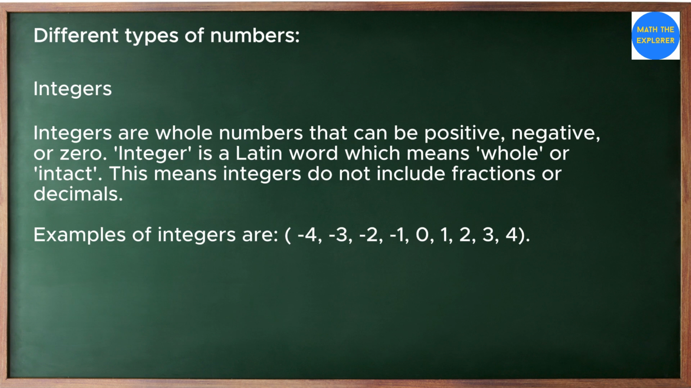Next in our list is integers. Integers are whole numbers that can be positive, negative, or 0. Integer is a Latin word which means whole or intact. This means integers do not include fractions or decimals. Examples of integers are -4, -3, -2, -1, 0, 1, 2, 3, 4.